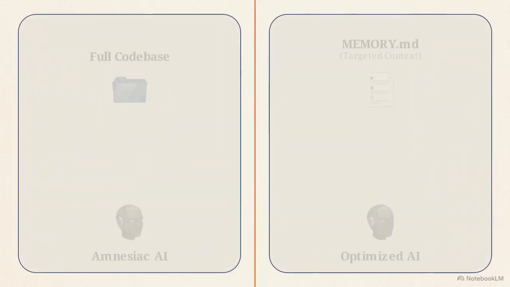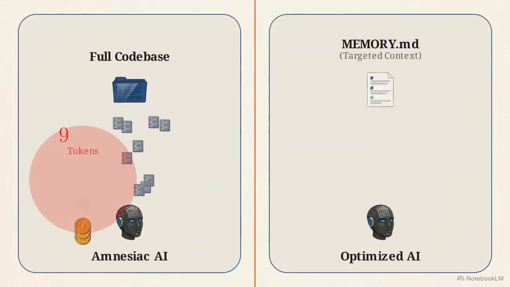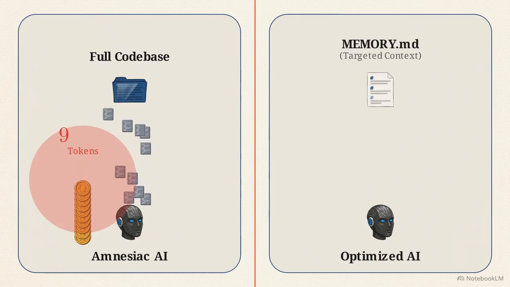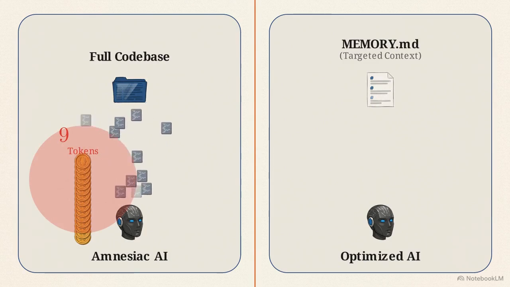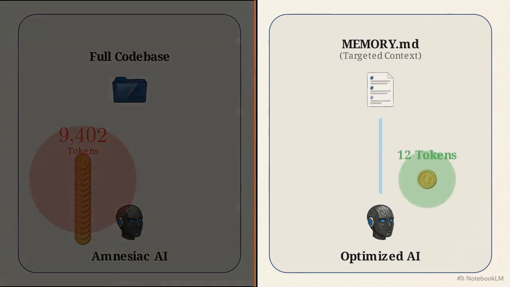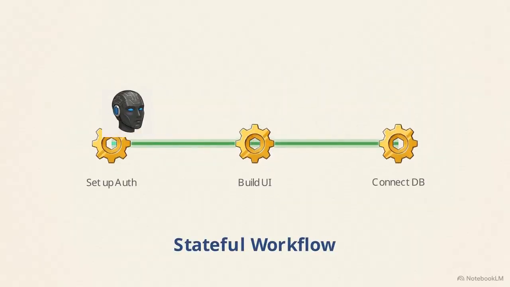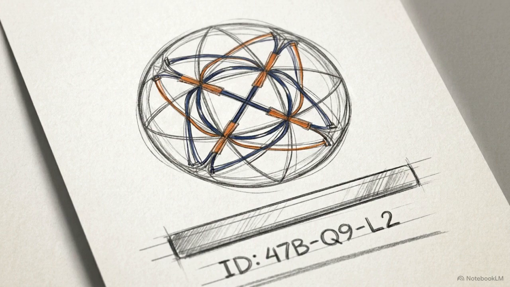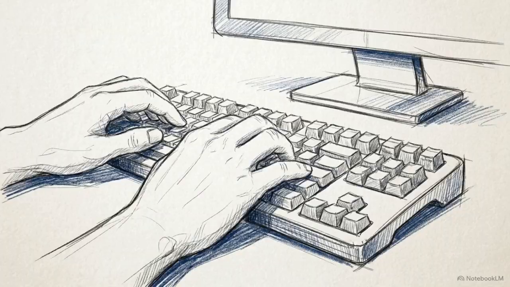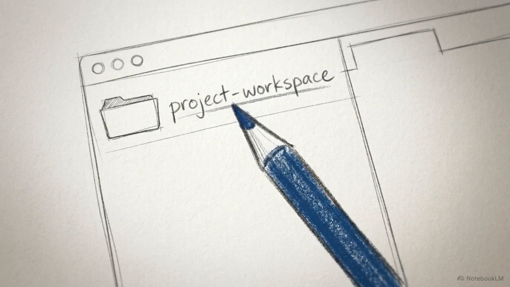This diagram compares the two approaches. On the left, an agent with amnesia has to scan your entire codebase to find context, burning through API tokens. On the right, the agent reads a small, targeted memory file, reducing costs by bypassing the full project scan. By moving your agent from a stateless interaction to a stateful workflow, you turn a temporary utility into a permanent team member.